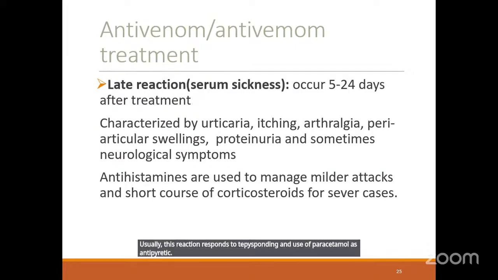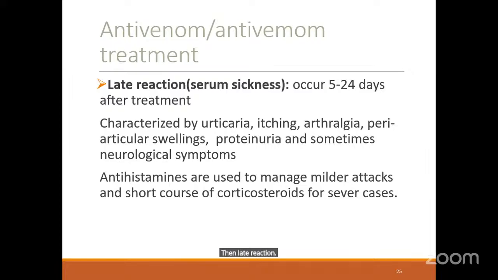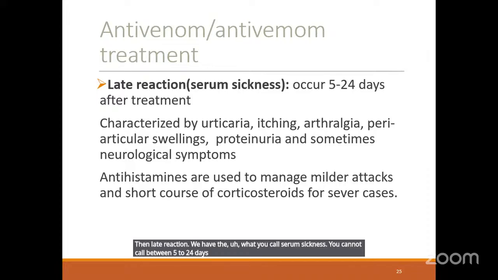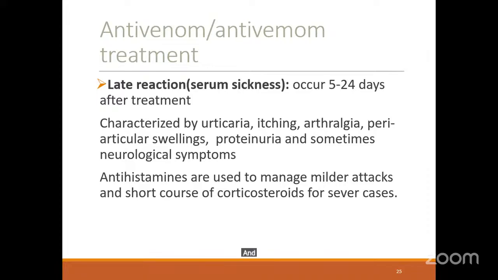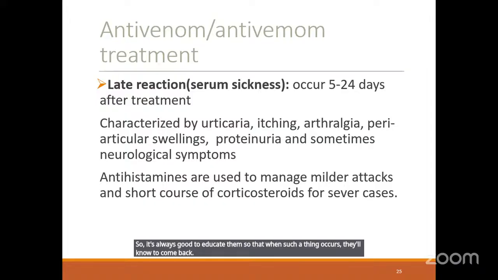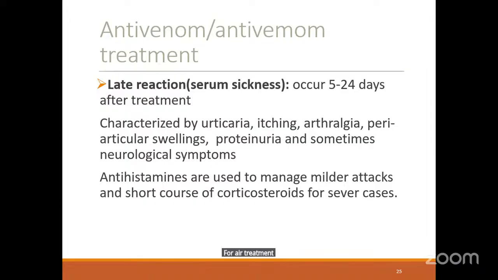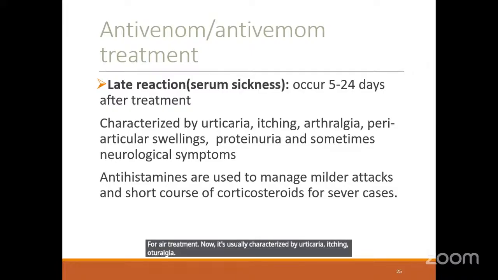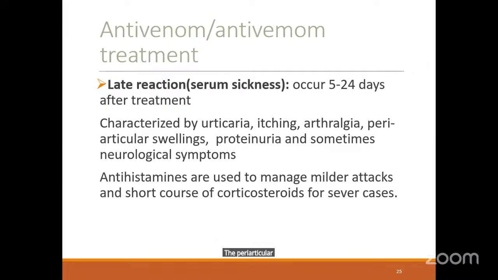Then the late reaction, you have what you call serum sickness. It can occur between 5 to 24 days after treatment. So that's wide, and by then the patient probably might have left the hospital. So it's always good to educate them so that when such a thing occurs, they know to come back for treatment. Now, it's usually characterized by urticaria, itching, arthralgia, periarticular swellings, proteinuria, etc.